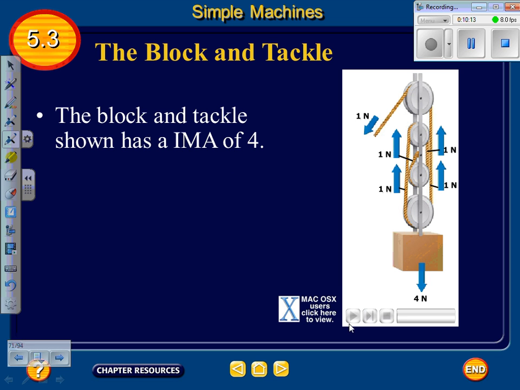In a block and tackle system, the 4 N weight is divided equally among each supporting rope. In this case, 4 ropes are used, so you have to use only a 1 N force to lift the weight.